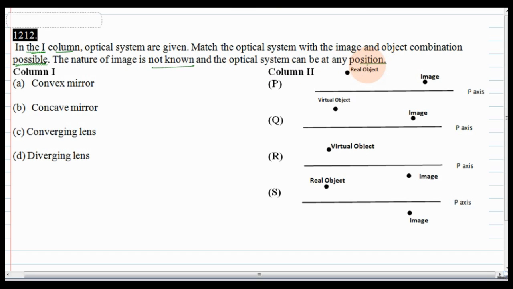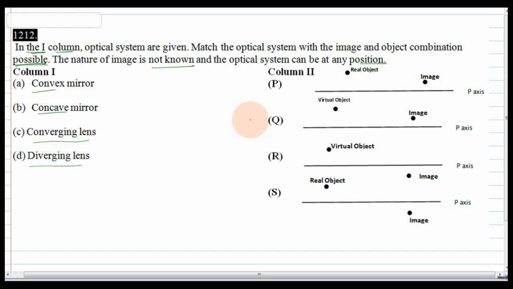So we need to think about all the positions of the optical systems: convex mirror, concave mirror, converging lens, and diverging lens, and find out whether the positions of object and images in column 2 are possible or not. This question is just a test of your knowledge of image formation. For different positions of the mirrors and lenses, and for different object positions, what are the image positions and their properties? This needs to be remembered to solve this question.